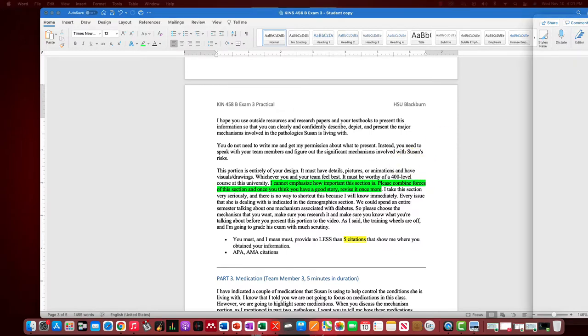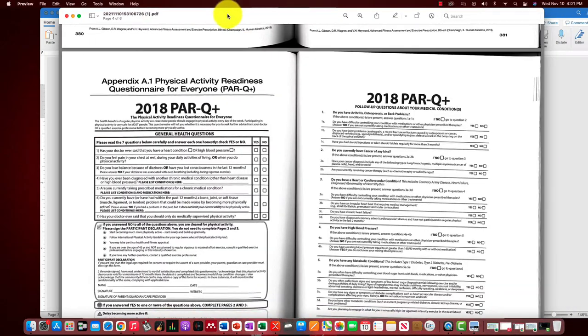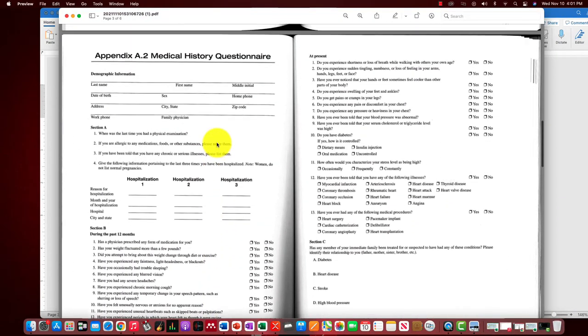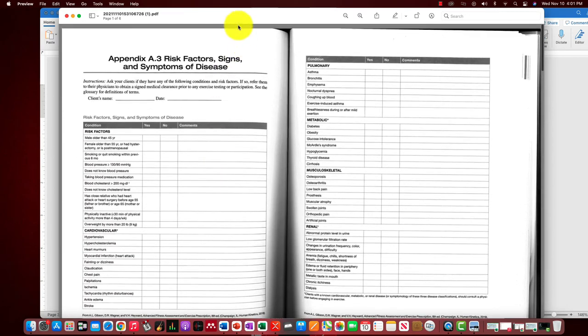Well, when you present these things to me in section one, and I'm not telling you how to present it, I'm just telling you that you can use these things. Just make sure the mechanisms that you're focusing on make sense with what you're presenting here. So for example, if you talk to me about cirrhosis and Susan has cirrhosis, and then you get into the pathology section and you talk to me about obesity, you better connect the dots on that, okay?